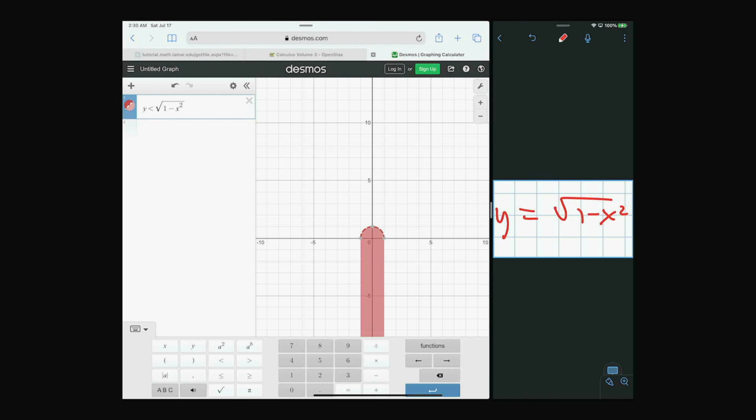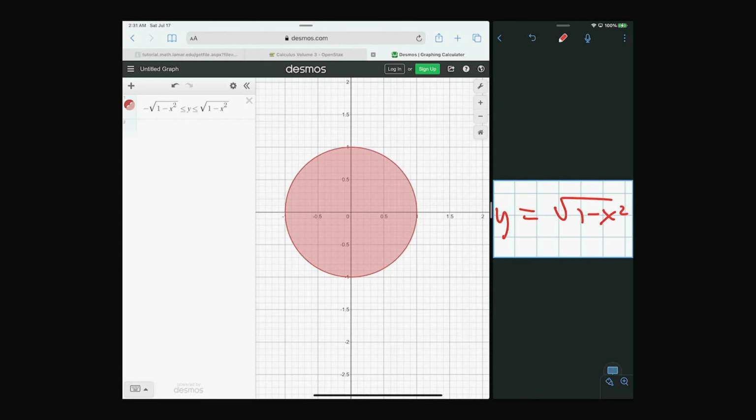Also, you can come to the other side and do negative square root of 1 minus x squared less than or equal to y. Okay, there. So if you plot this, of course, it's inside of a circle with radius 1. Okay, so that's the region that we're looking at.